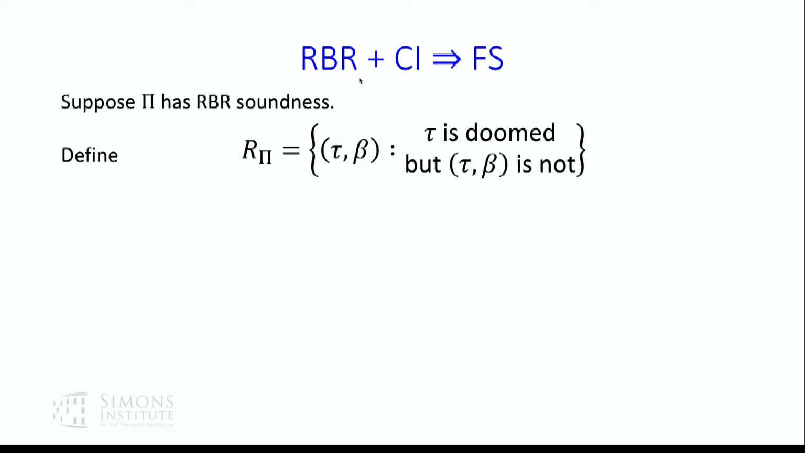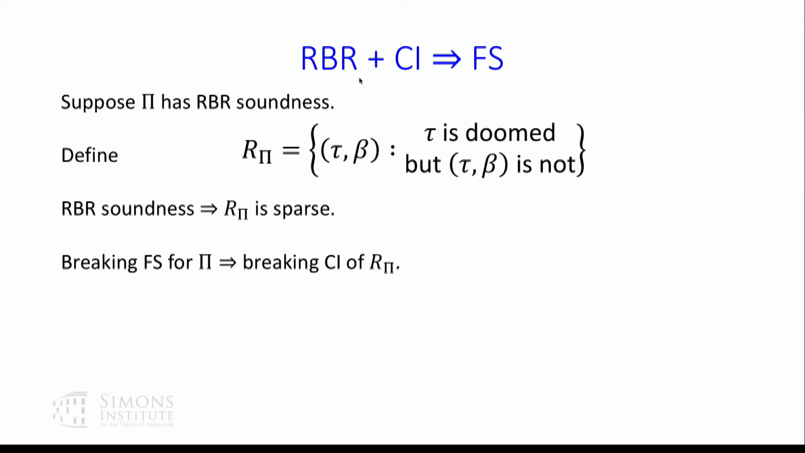Round-by-round soundness exactly just said that this relation is sparse, and correlation intractability for this relation will sort of directly translate to soundness of the Fiat-Shamir protocol. I don't want to do it in too much detail, but you can show this works. So this is what Yael is saying: you need the low probability of becoming not doomed to outweigh the number of rounds so that you can union bound them. Exactly what Yael said.